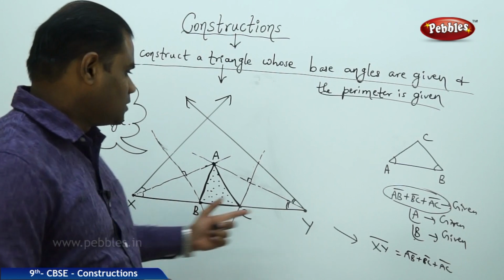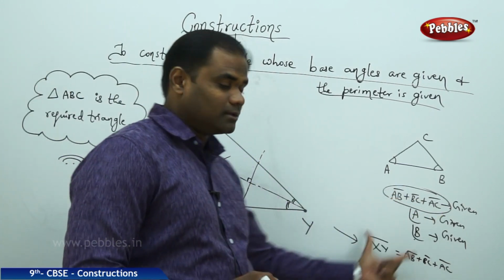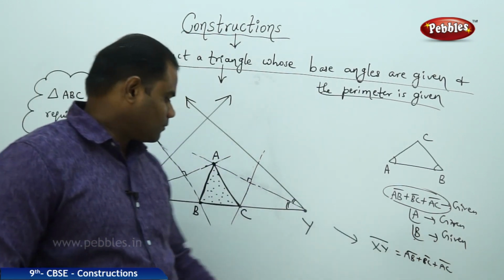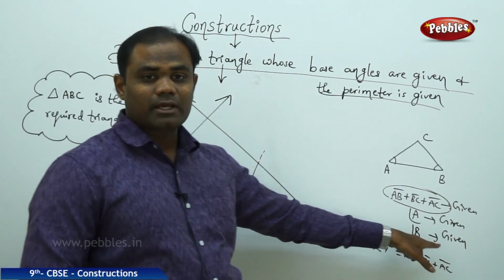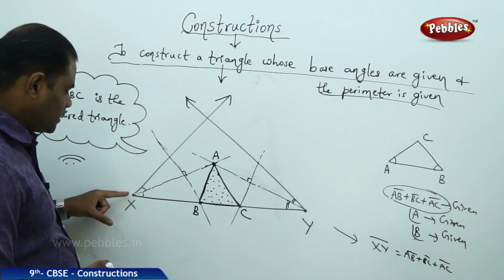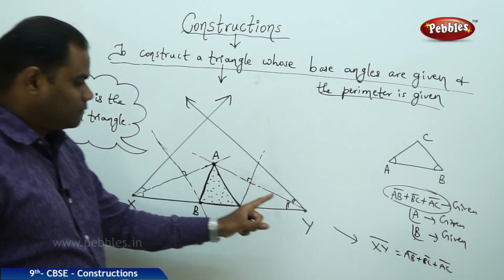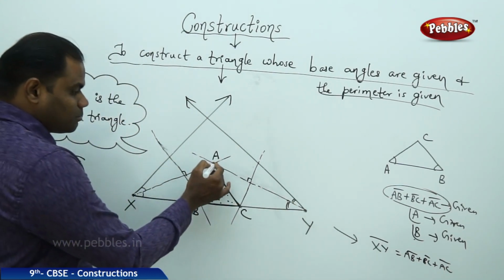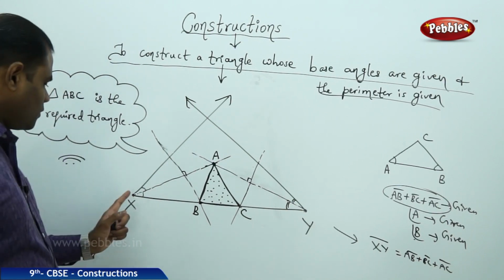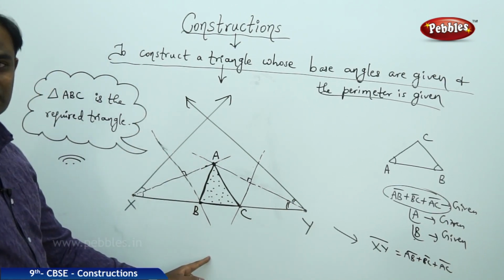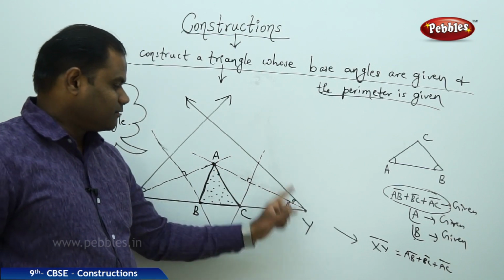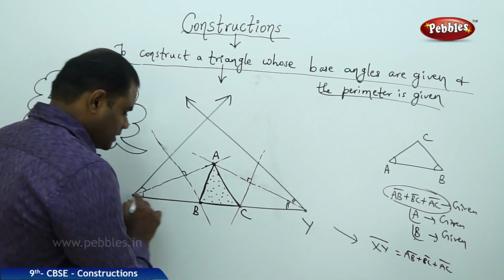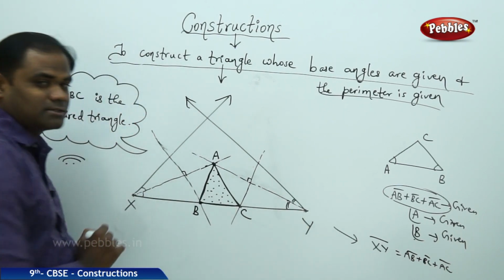Take the base with the measurement of the perimeter of the triangle. From X, draw an angle equal to angle A. From Y, draw an angle equal to angle B, and then draw the angular bisector of X and the angular bisector of Y, and then they meet at point A. So from XA, draw the perpendicular bisector, and for line segment AY, draw another perpendicular bisector. Clearly, the two perpendicular bisectors meet the baseline XY at B and C.